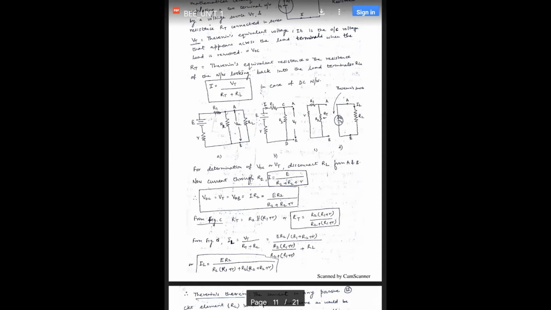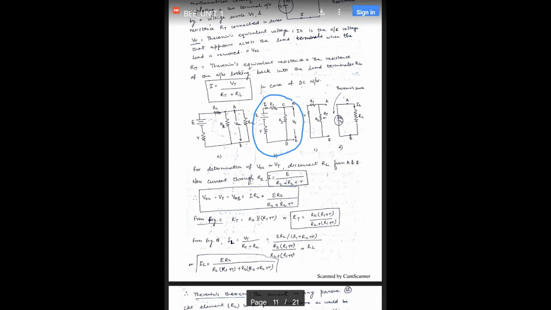which is to be calculated. Okay, so how is it to be calculated? This is the open circuit voltage. So first of all, we have to calculate the current flowing in the circuit. So when this load resistance is removed, our circuit is reduced like this.